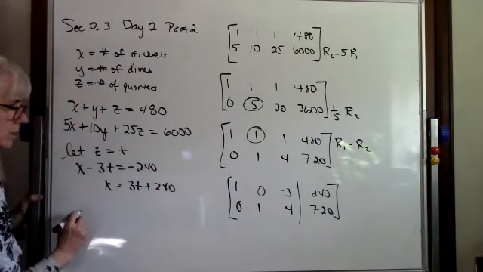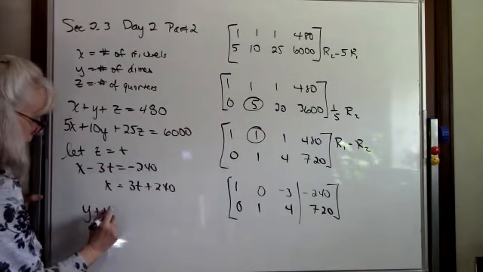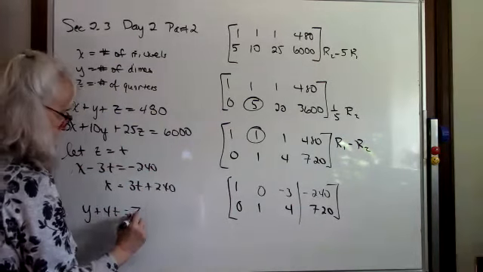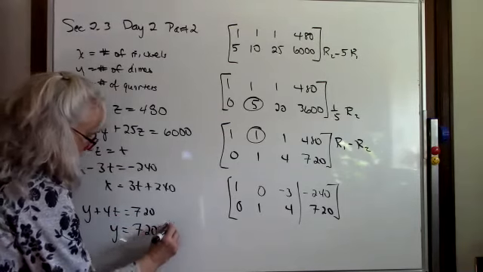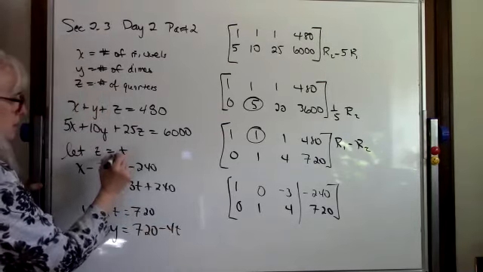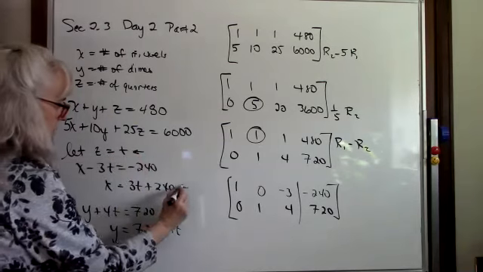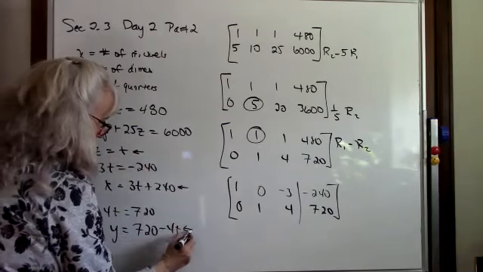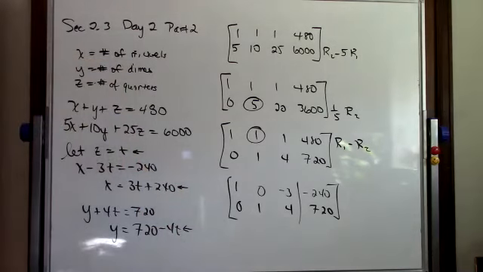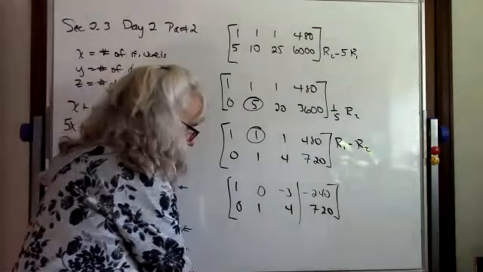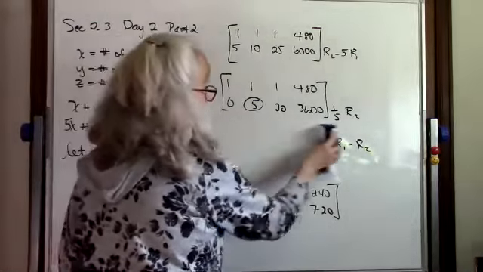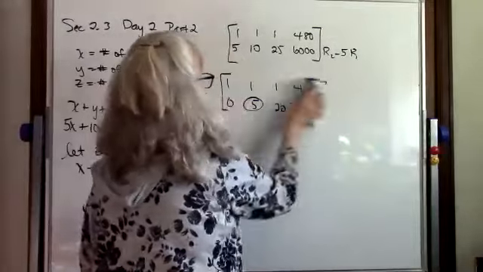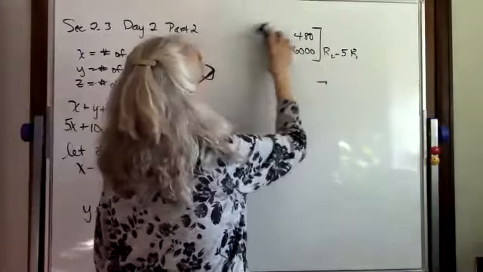From the bottom row, we know that Y plus 4T is equal to 720, or that Y is equal to 720 minus 4T. So we have our T, we have our 3T minus 240, and we have 720 minus 4T. The question, though, is not asking for possible formulas or solutions. What it wants to know is how many combinations of nickels, dimes, and quarters can she possibly have?